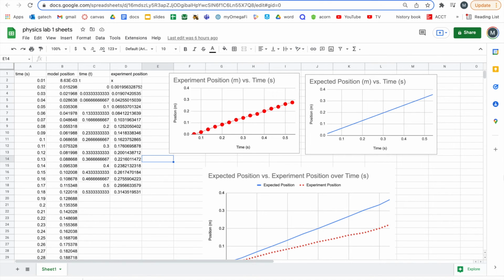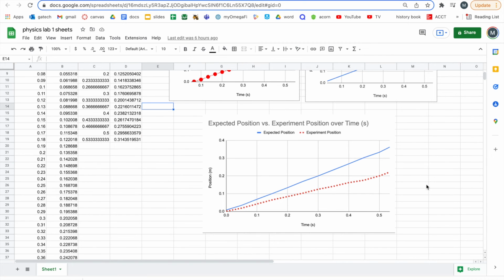When you compare the two of them side by side, you can see that there's a difference. I could have had labeling issues when I used Tracker, and I also do not think that it went in a straight line. I think the ball went more sideways than I anticipated, and I think that affected my results. But as you can see, this is the experiment position and this is the expected position over time.